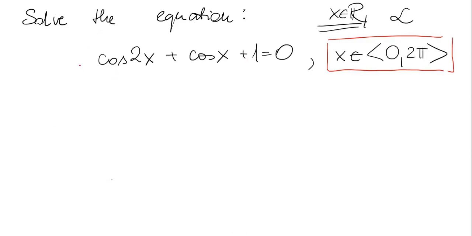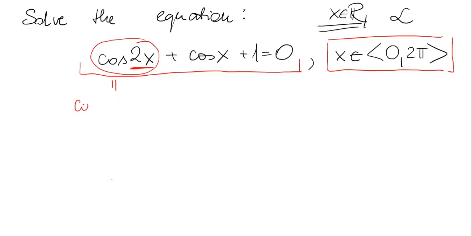Okay, so let's take a look at the equation. It's not as easy as I showed you before, like sine x is 1/2, but it's not bad really. So as you can see here, we have the formula. I showed you the formula that you can use for double angle. So we have a double angle here. So let's use the formula, and it's going to be cosine x squared minus sine x squared plus cosine x, sorry, plus 1 equals 0.